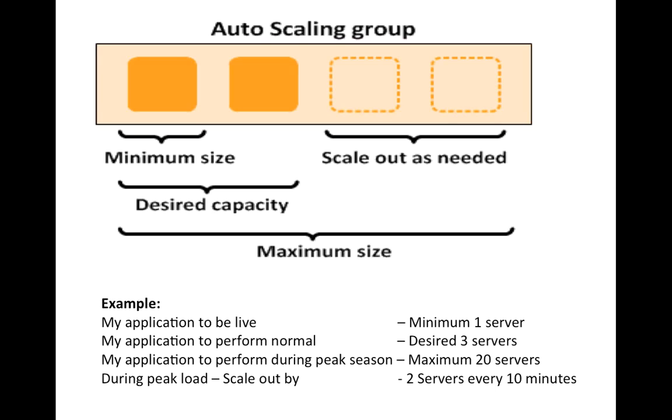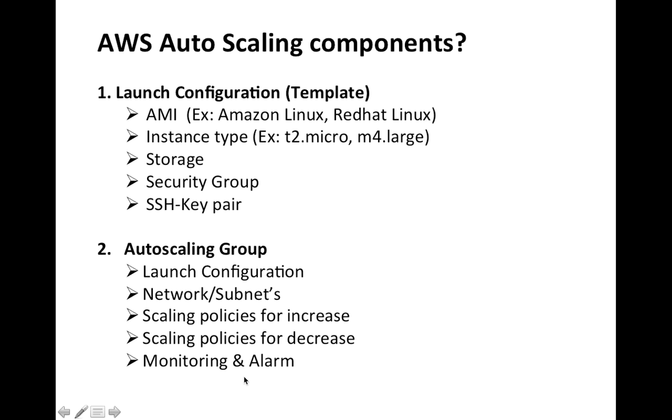For example, if the CPU goes to 80%, I'll watch it for 10 minutes. Consistently, if the CPU stays at 80% or above, I add 2 more servers. Still, if the CPU is 80% or above, again add 2 more servers. It is like every 10 minutes I will add two servers, and I can go up to 20 servers. That's what it is.